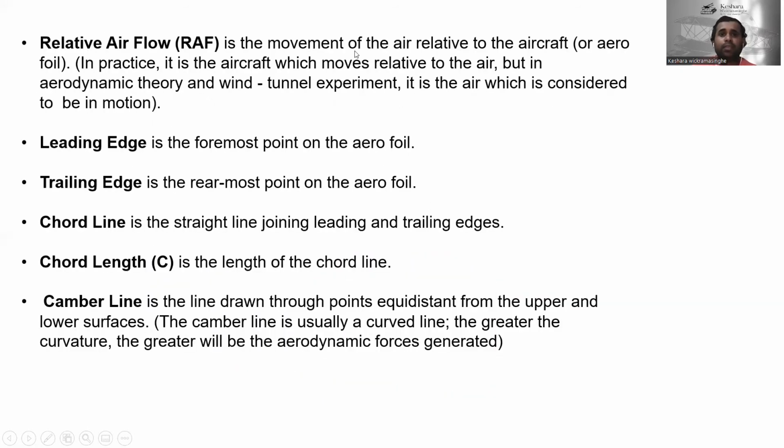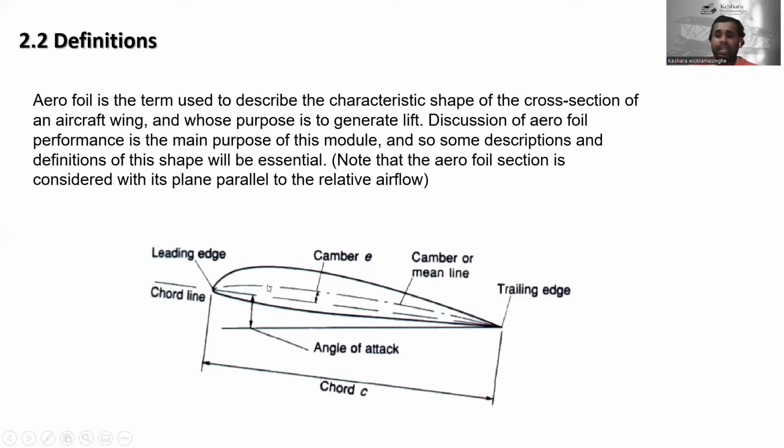So now the relative airflow, RAF. Relative airflow is the movement of the air relative to the aircraft or aerofoil. In practice, it is the aircraft which moves relative to the air, but in aerodynamic theory and wind tunnel experiments, it is the air which is considered to be in motion. Okay, relative airflow. And next one, leading edge. Leading edge is the foremost point of the aerofoil. This is the leading edge.